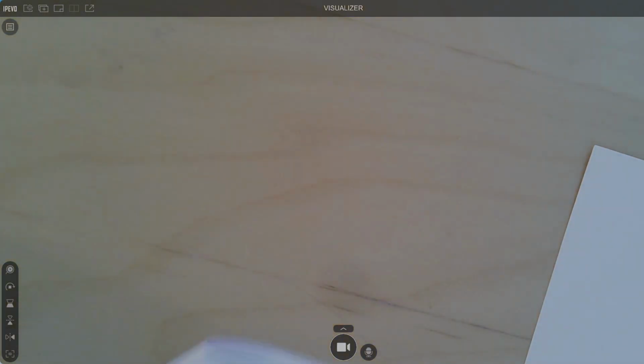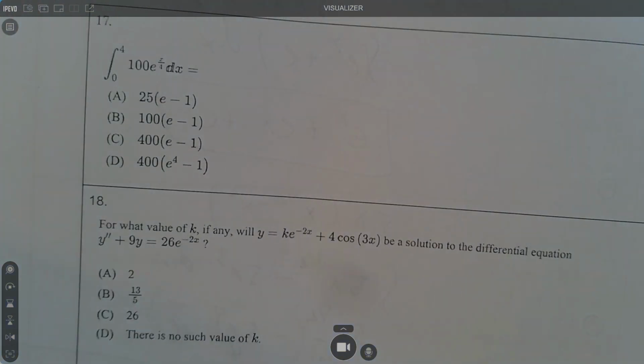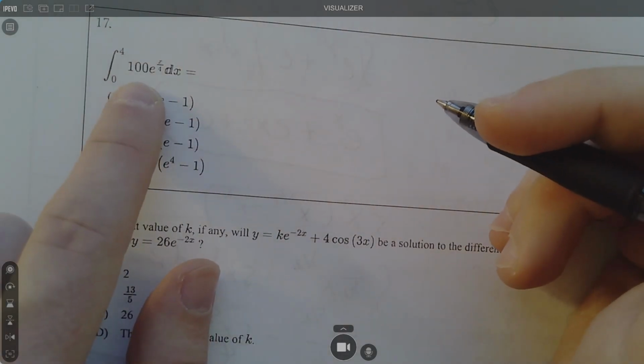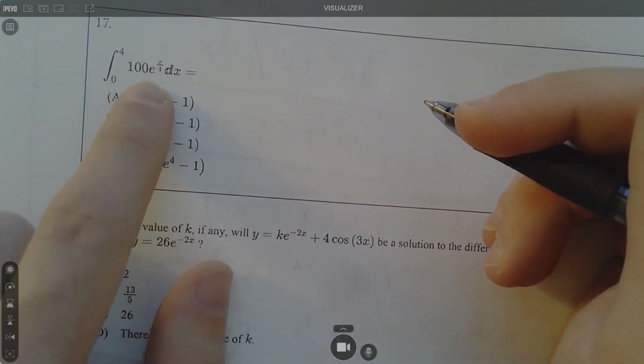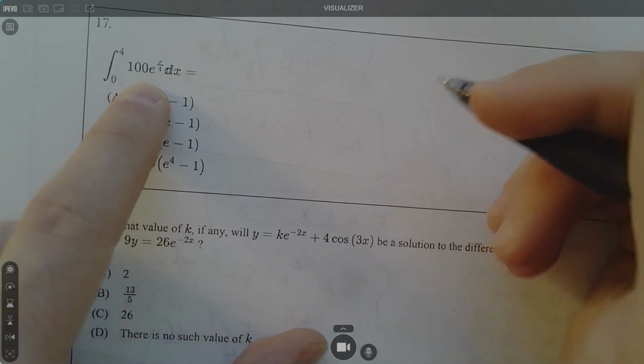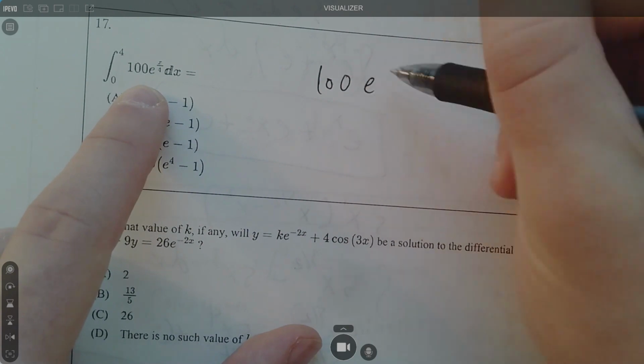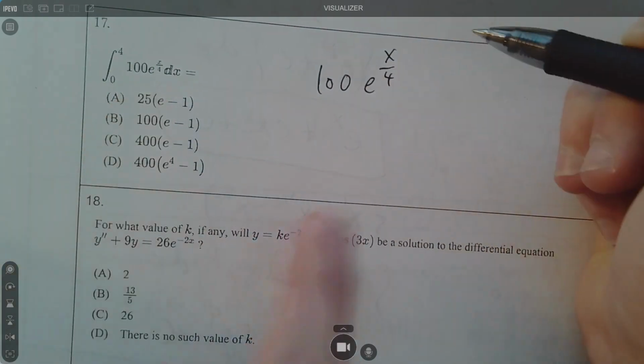Okay, moving on. 17. 100 e to the x over 4. It's kind of similar to the other ones. I don't need to do a u sub here because I can work this out intuitively. Whenever you take the antiderivative of e to something's power, it's going to be itself. Like it's going to be 100 e to the x over 4. And then just take the derivative of this and see what happens.